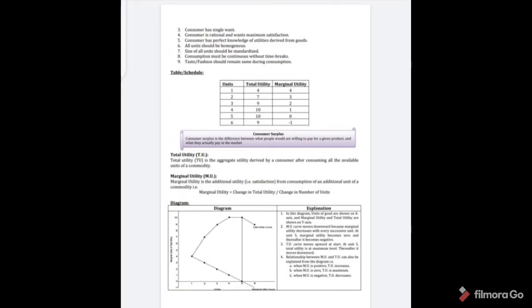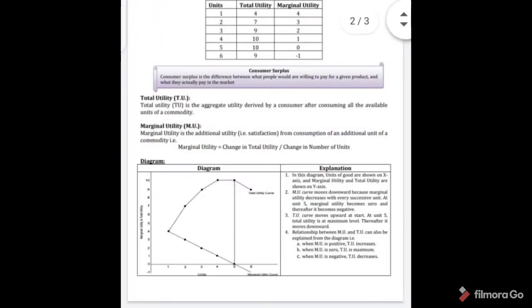We have got some assumptions of the law of diminishing marginal utility. Number 1, cardinal measurement of utility is possible. The law assumes that the utility is measurable and could be expressed quantitatively. Number 2, income of consumer is fixed. Number 3, consumer has a single want. Number 4, consumer is rational and wants maximum satisfaction.